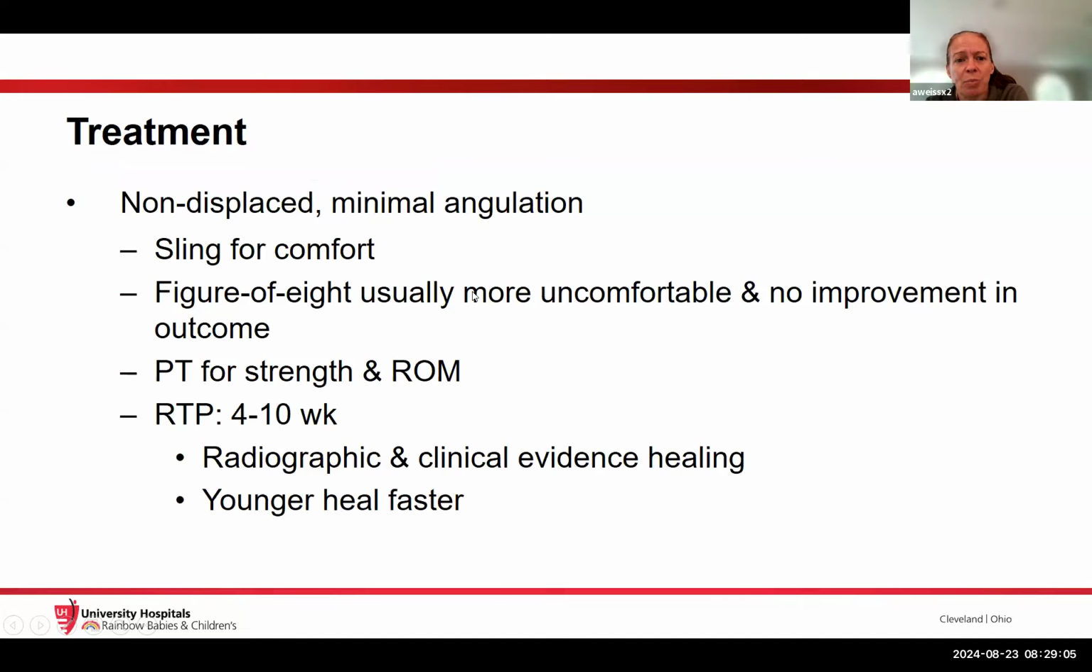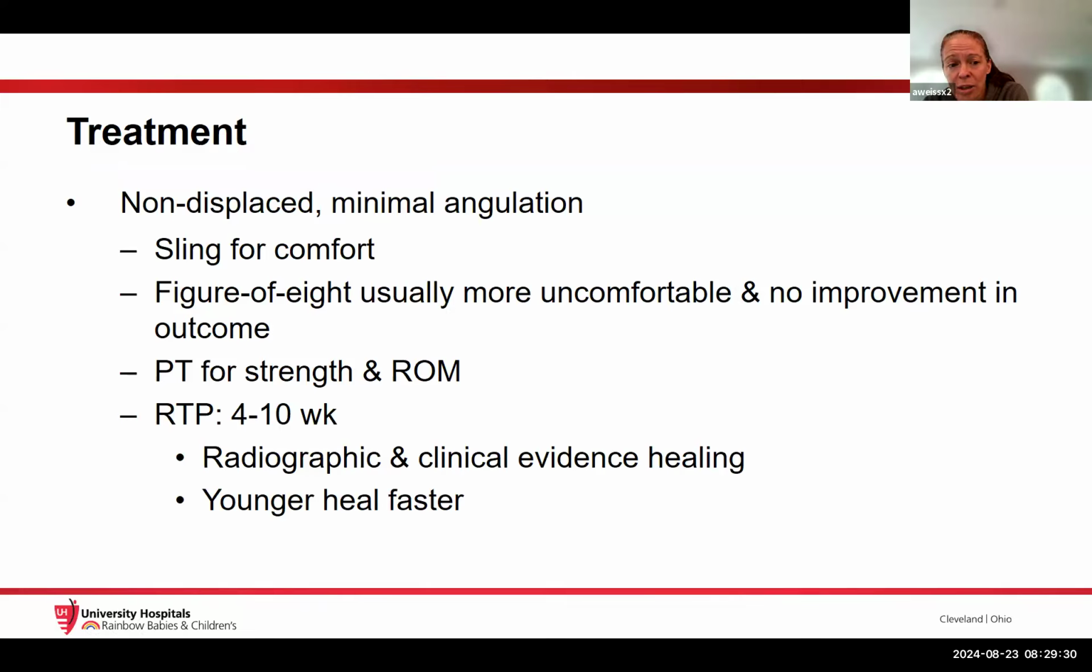So if they're non-displaced with minimal angulation, sling for comfort. Occasionally, someone will be more comfortable in a figure of 8, but most of the time they're not, because the figure of 8 splints go right over top of where the fracture is and apply pressure on it, and people don't like it. I did have a kid show up recently from an emergency room where he got a figure of 8 and he loved it, and so we let him stay in it instead of using a sling.